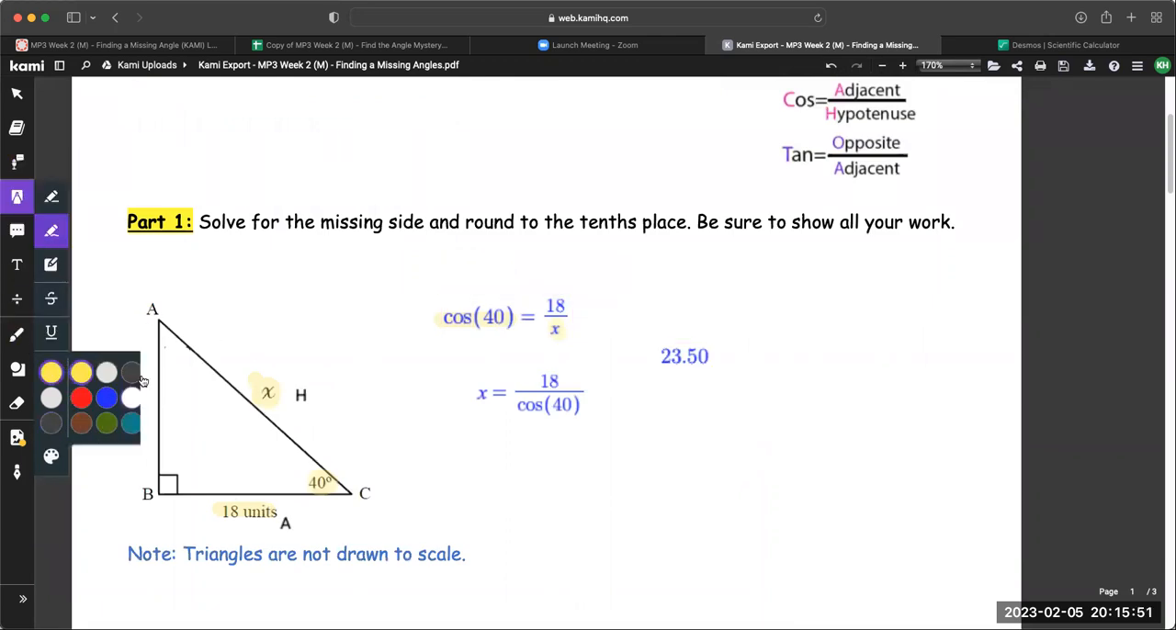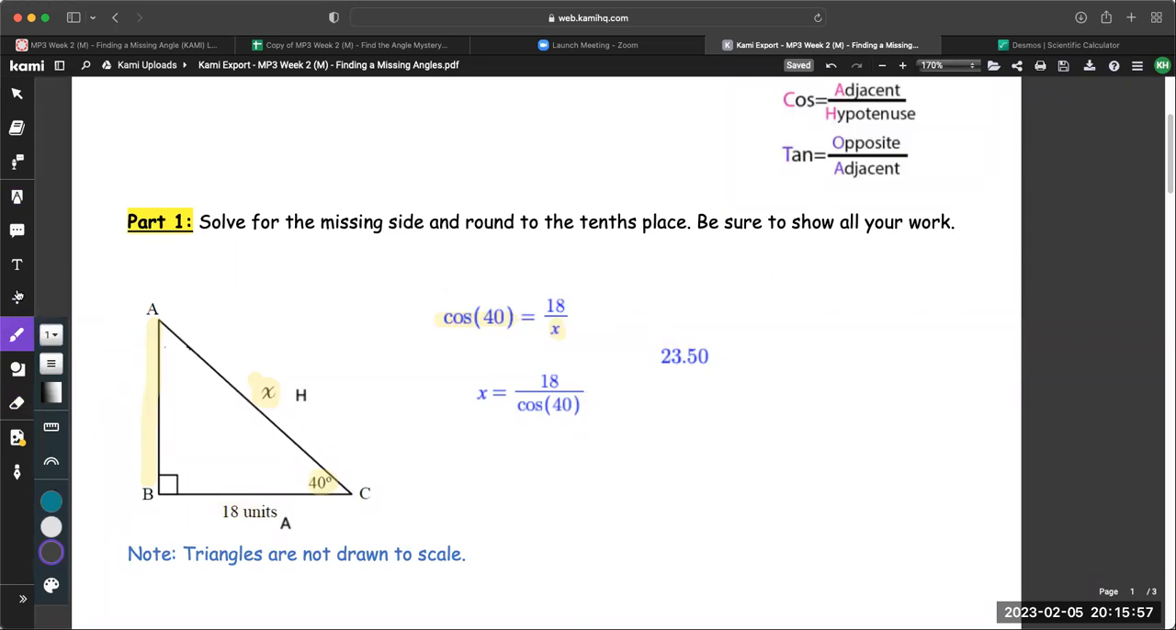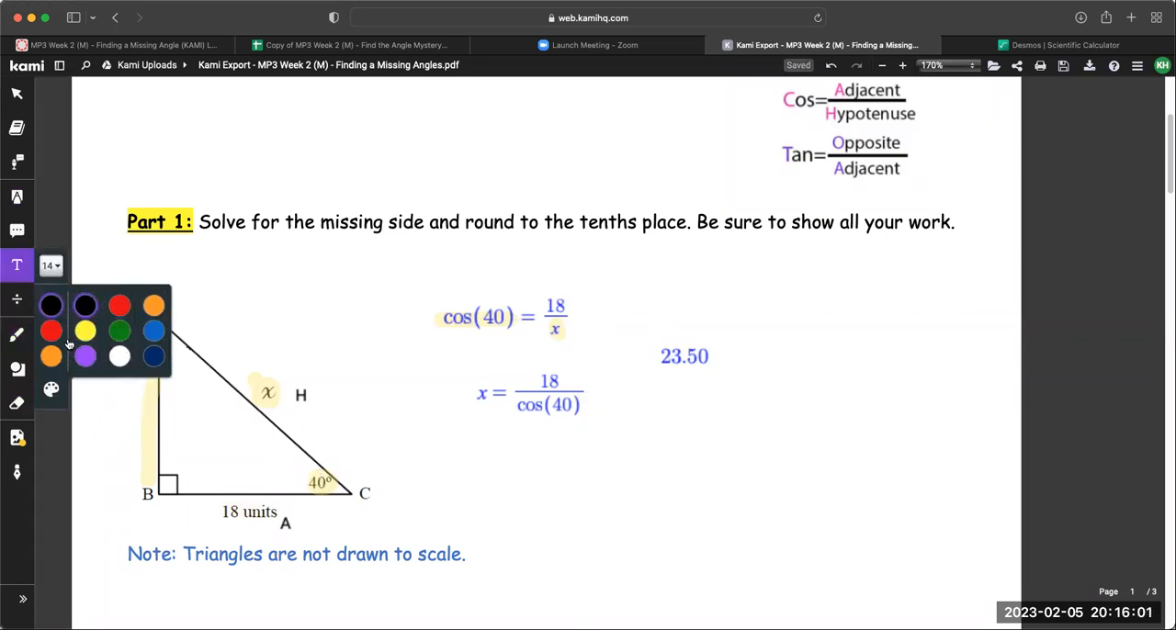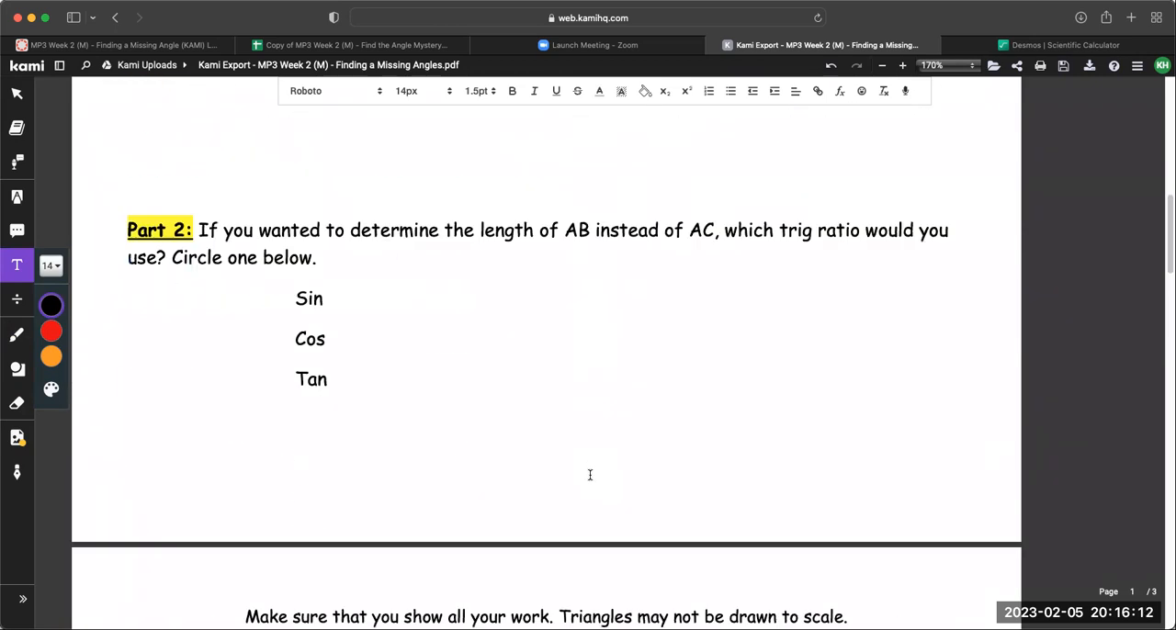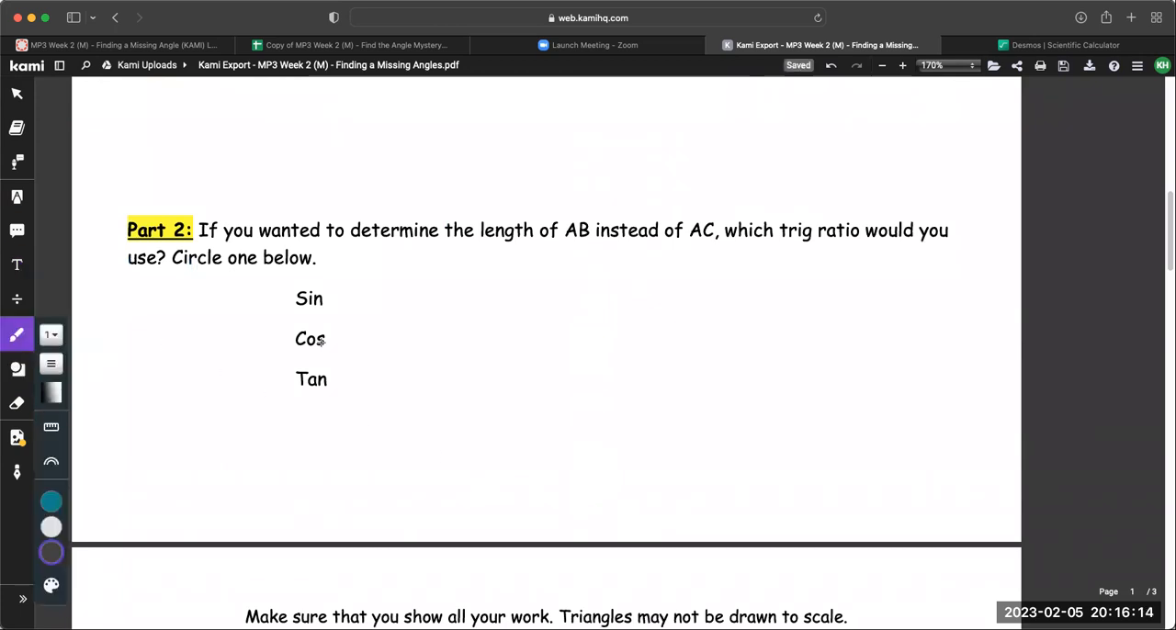It's saying if I knew this side instead, and not this one over here, what would that be? Well, we would again look, how is that to the 40? What side is it in that perspective? Since it's across from it here, that's your opposite side, right? So what would we use? Well, I'm pausing because I hope you all know that we would use the sine there, right? Because that's the opposite over hypotenuse.